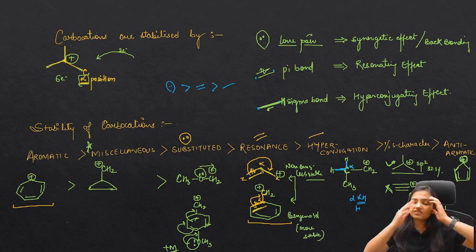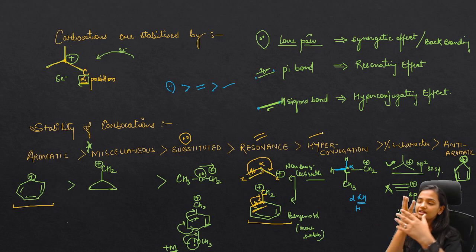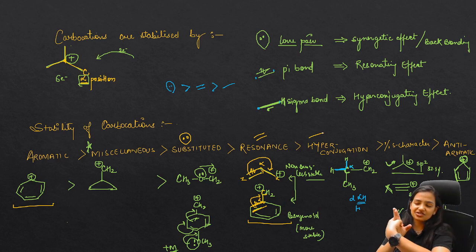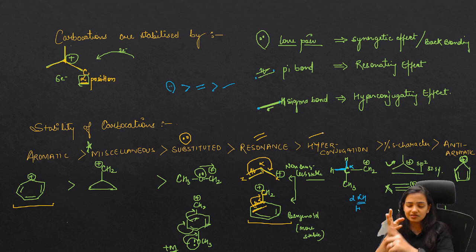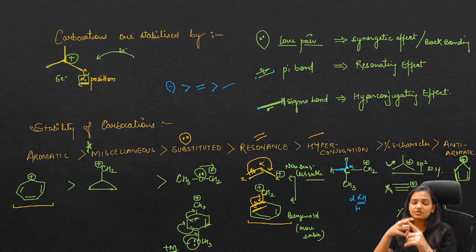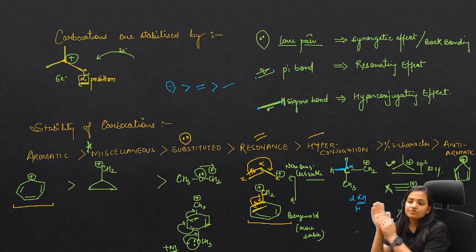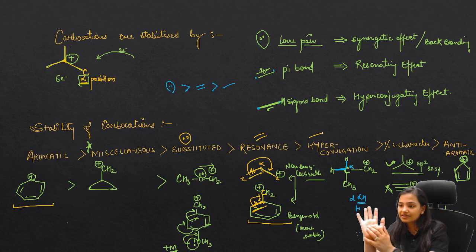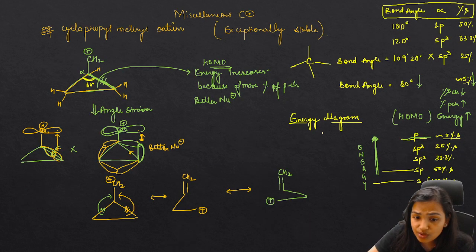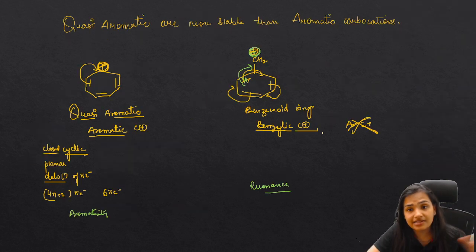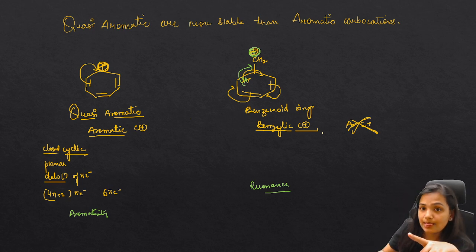Then after that we know our three agendas, the three things which are extremely helpful to us: the lone pair first, a better nucleophile. Then comes the bonded pair, the pi bond. Then comes the sigma bonded electron. Then comes your percentage of s character. Last is anti-aromatic. So this is how the 7 can be done. Got it? So here, let us move. I discussed with you the miscellaneous carbocation, the quasi-aromatic and the aromatic, the difference between the quasi-aromatic and the aromatic compounds.